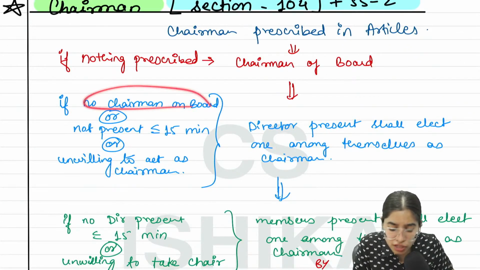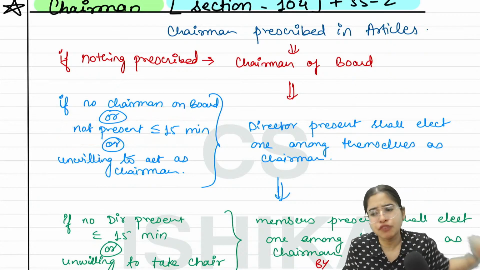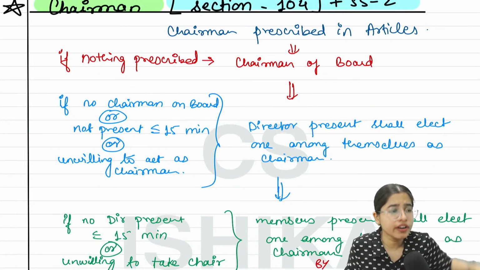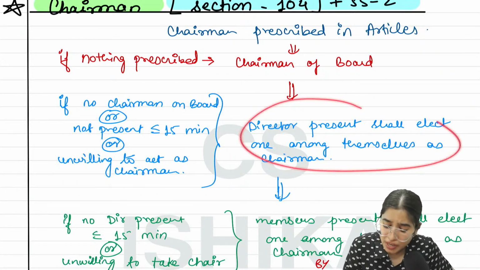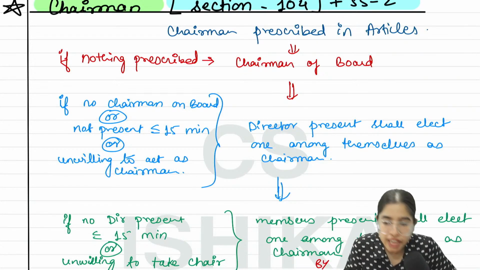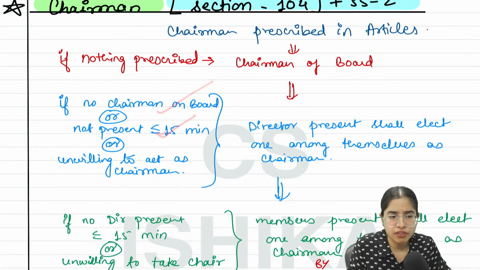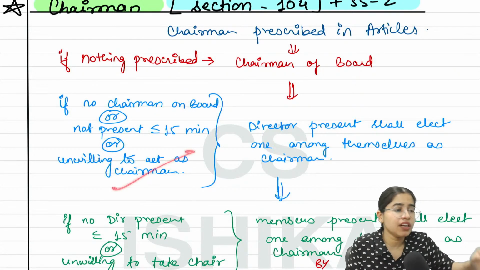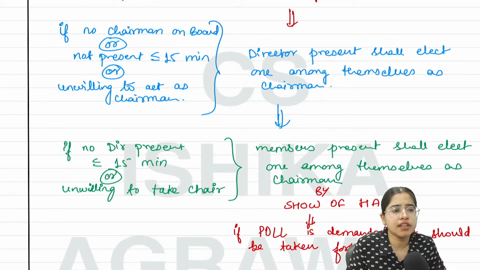No. If there is no chairperson on the board, or he is not present within 15 minutes, or he is unwilling to act as a chairman, then the directors present shall elect one among themselves as the chairman. So in case the chairman is not present within 15 minutes or is unwilling to act, the directors present will choose one among themselves as chairman.